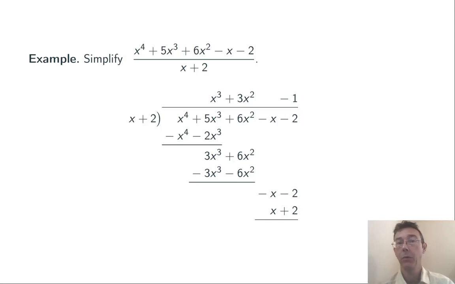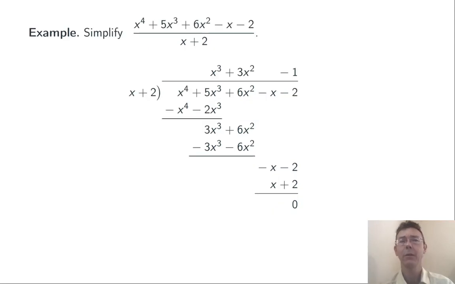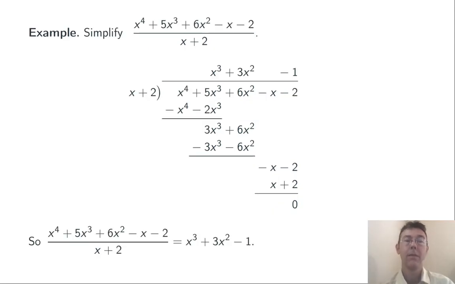I take that negative 1, I multiply it by x plus 2, change the sign, and add, and I've got a remainder of 0. Therefore, x to the 4th plus 5x cubed plus 6x squared minus x minus 2 over x plus 2 is x cubed plus 3x squared minus 1.